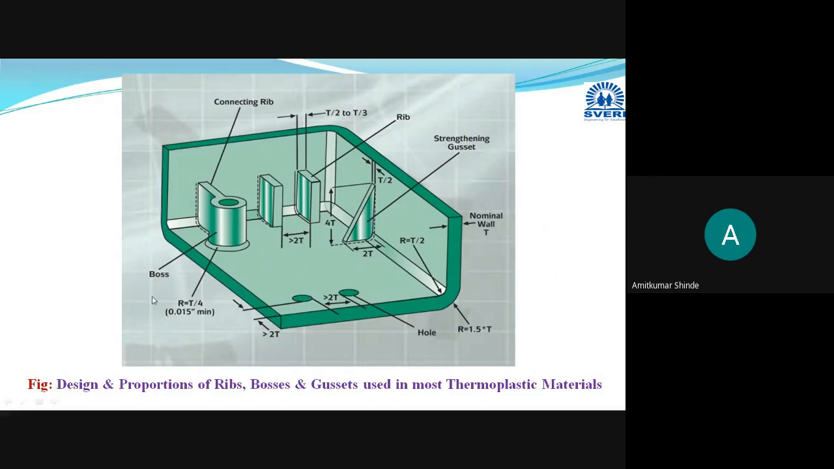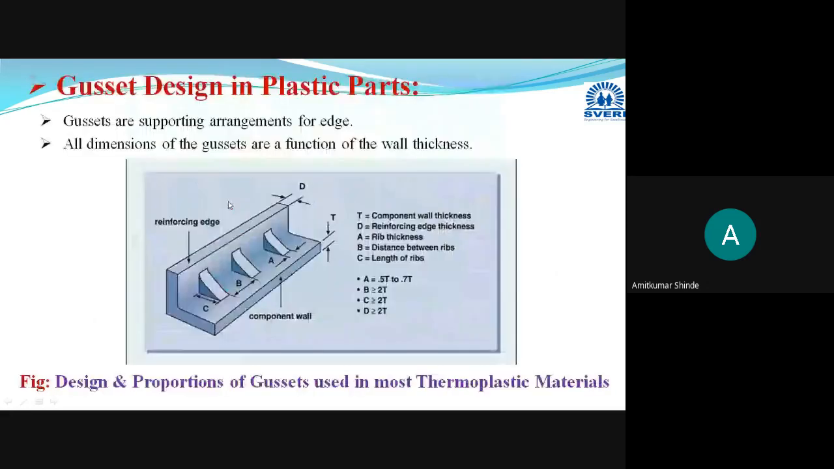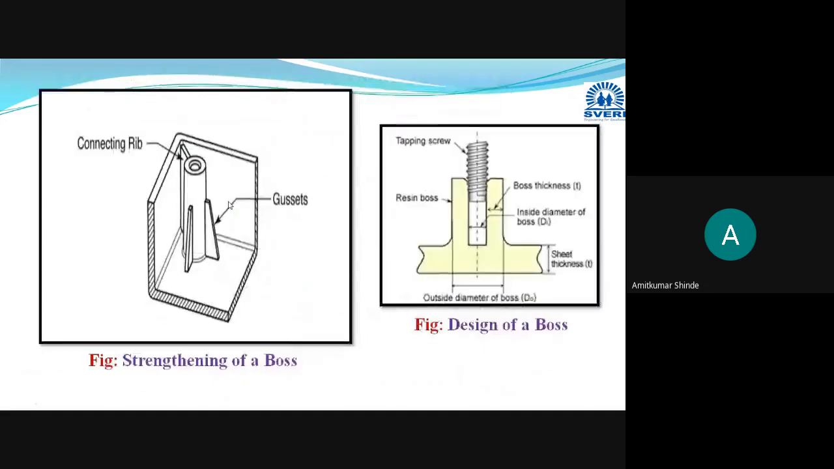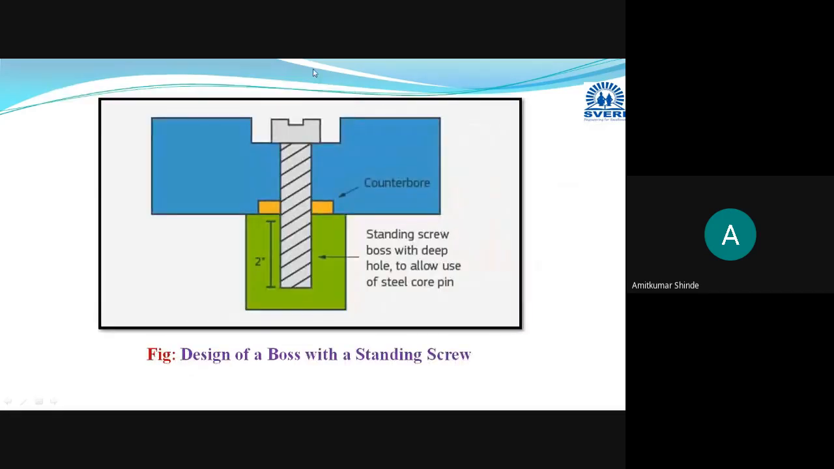Whenever you are fitting that screw, it will enter in that boss only. I have collected one diagram here. Whichever screw is there, it will enter in this circular portion. This is the boss. This is the screw. It will help in doing the assembly, joining one part to another part.